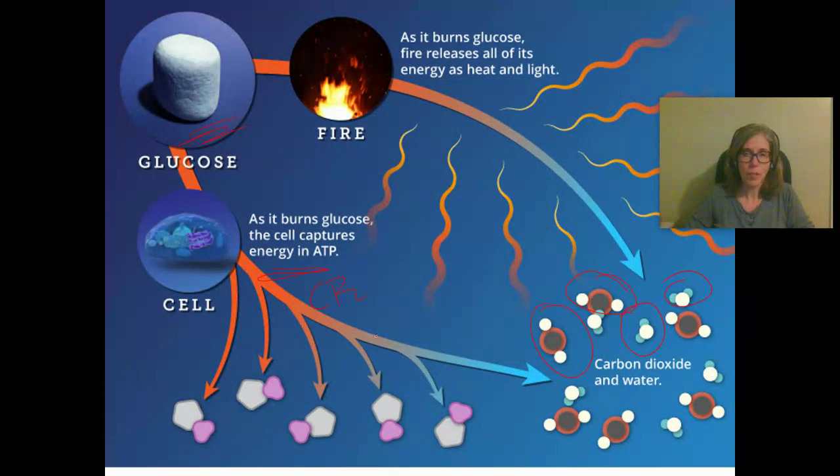But in the meantime, you're also going to be able to make ATP. So instead of releasing all of the energy as heat and light, you convert some of the energy from the glucose into ATP, which powers your muscles and your nerves and every single other thing in your body.